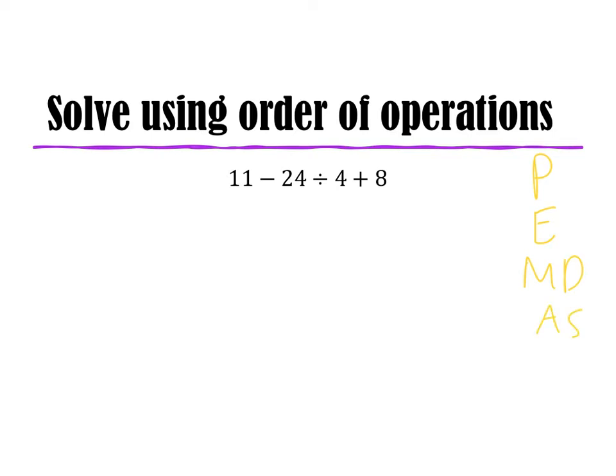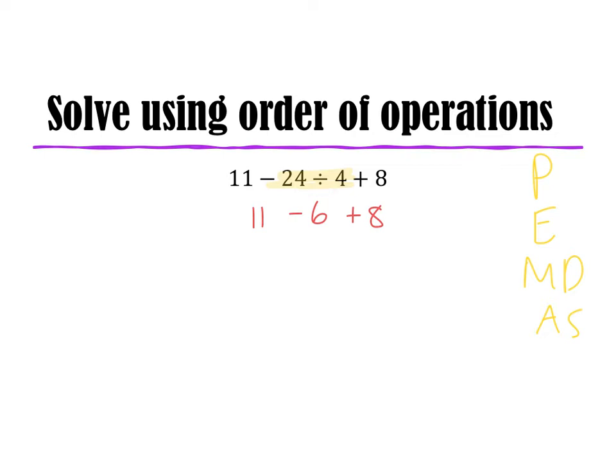So we don't have any exponents. We don't have any parentheses. So we're actually going to be starting on multiply and divide, and we do have some division here. So we are going to divide 24 divided by 4, which is going to give us 6, and we're going to bring down everything else in the right order. Now all I have left is adding and subtracting.